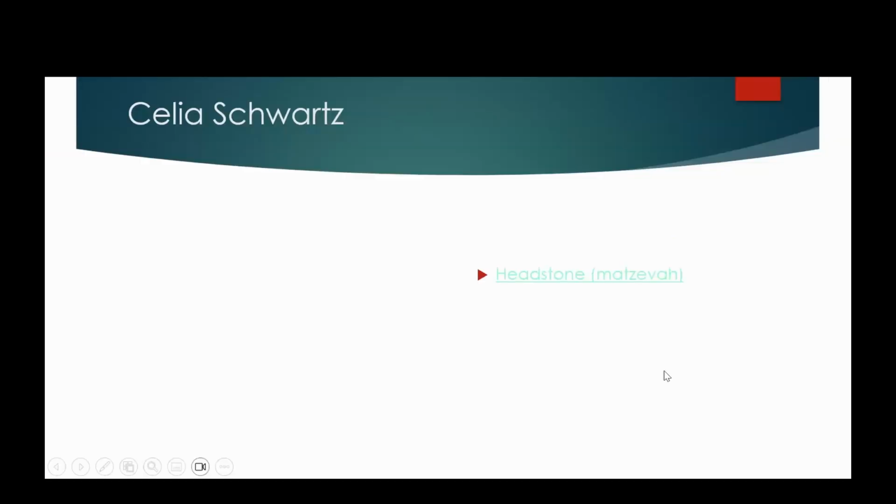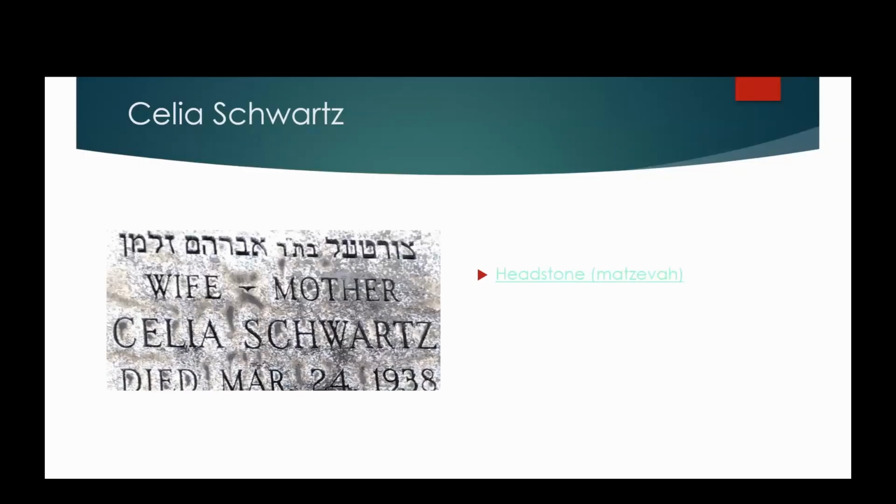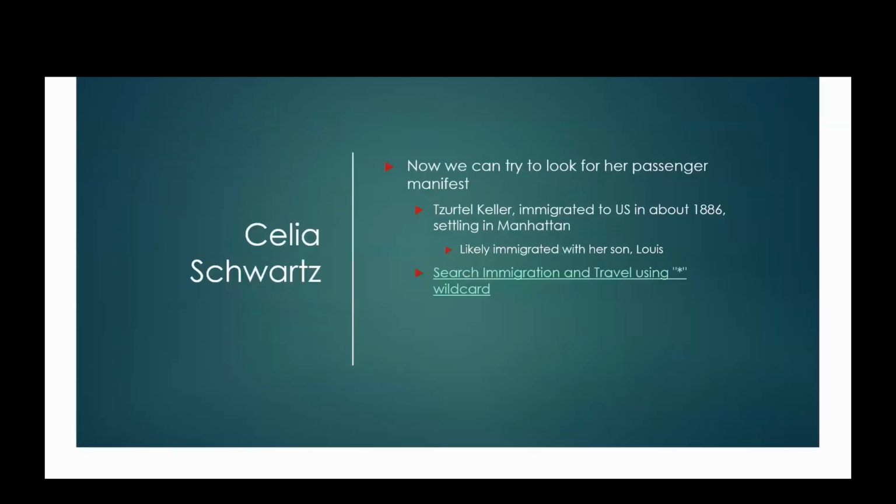So when we look at her headstone, it lists her as wife and mother, and lists her date of death. The Hebrew can be translated to Sertel, daughter of Abraham Zalman. So now we have both her Hebrew name, Sertel, and her father's name of Abraham Zalman. So now we can go back and look for her passenger manifest.